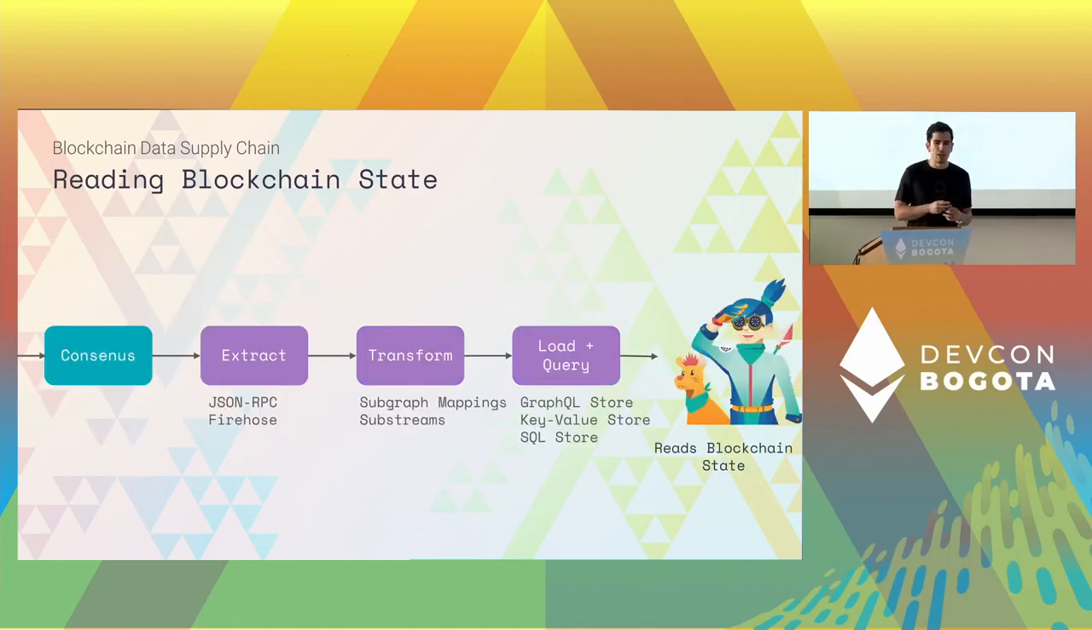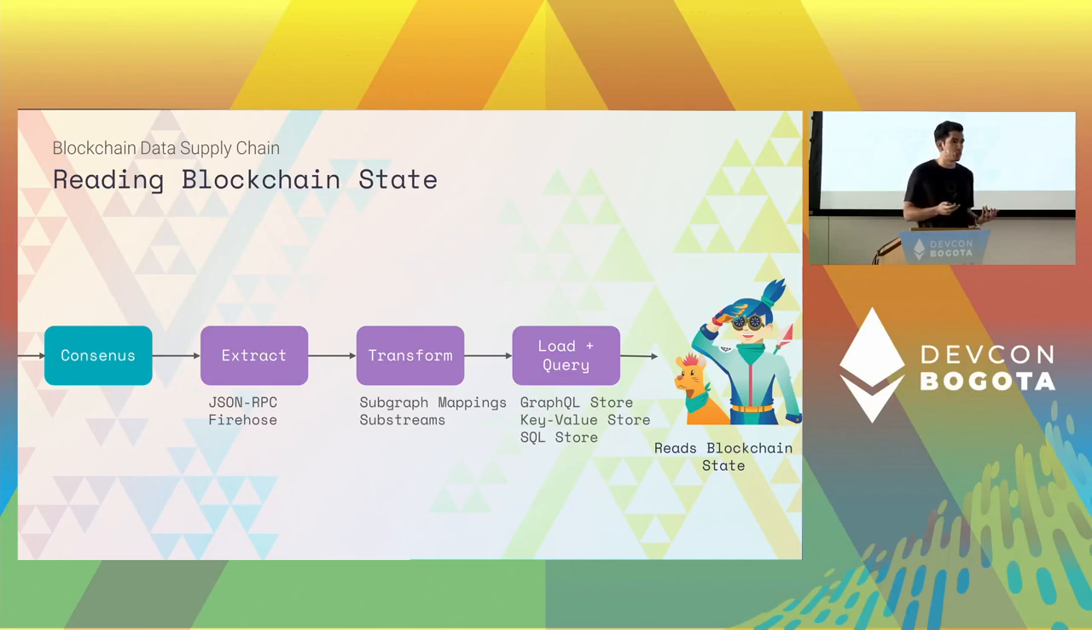Downstream of consensus, we have everything that's required to get that data into a useful place for you to do something with it as a user. Broadly speaking, we can break that up into extract, transform, and load. And you don't always need to go through all those steps. For example, JSON-RPC is a form of extraction, and there are many use cases that just consume JSON-RPC directly.